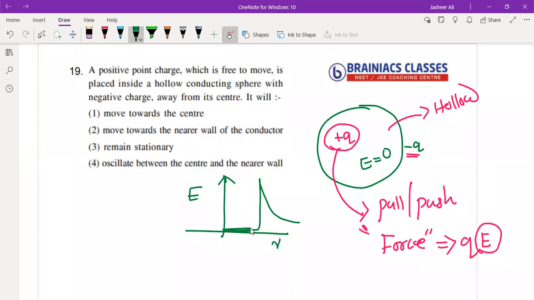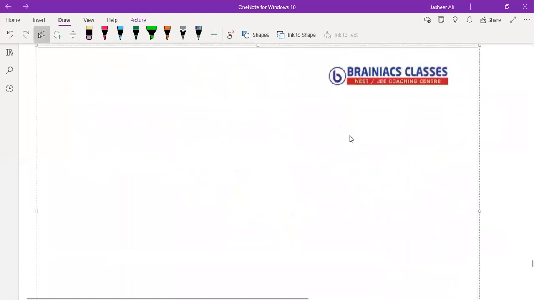We have learned this graph: this is inside, this point is at the surface, this is outside. We have learned this in our theory class. So the electric field inside will be 0. If the electric field inside equals 0, then force equals 0. Nobody is applying any force on this body. So what will happen to the body? The body will remain at rest, stationary. Any doubt? No, sir. Okay, let's move to the next question.